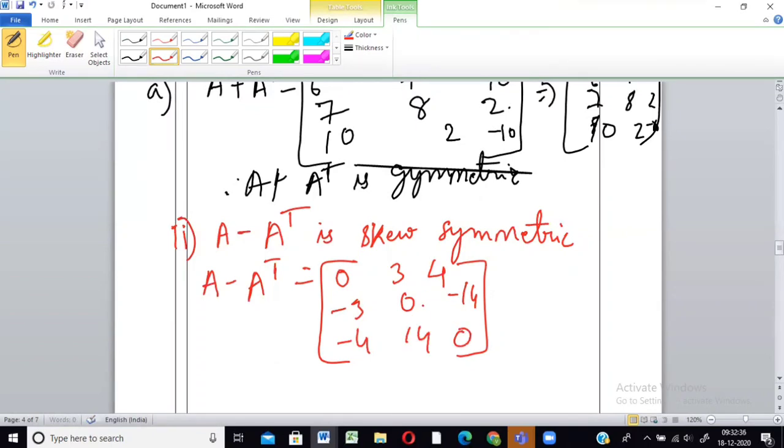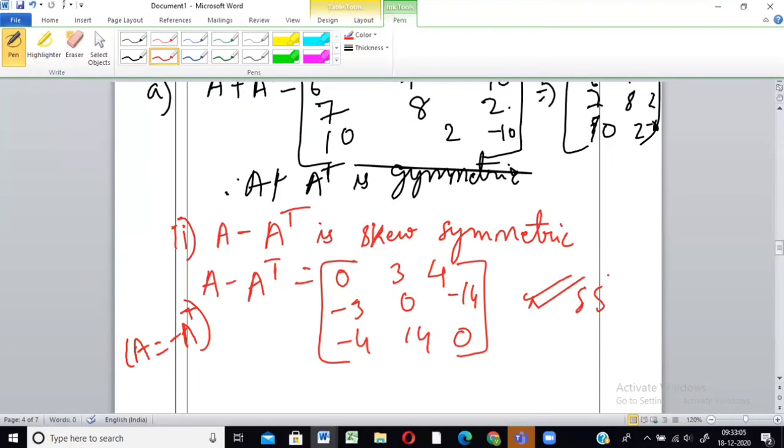Now this is clearly skew symmetric. Skew symmetric means, as I said, that this is the property: after taking the transpose, everything changes with respect to sign. Plus becomes minus, minus becomes plus. So here you have 0 3 4, and there 0 3 4 but with all minus signs: minus 3 0 minus 14. Here you have plus 3 0 plus 14, minus 4 14 0, plus 4 minus 14 0. So yes, of course, this is also skew symmetric. All right, that is also done.